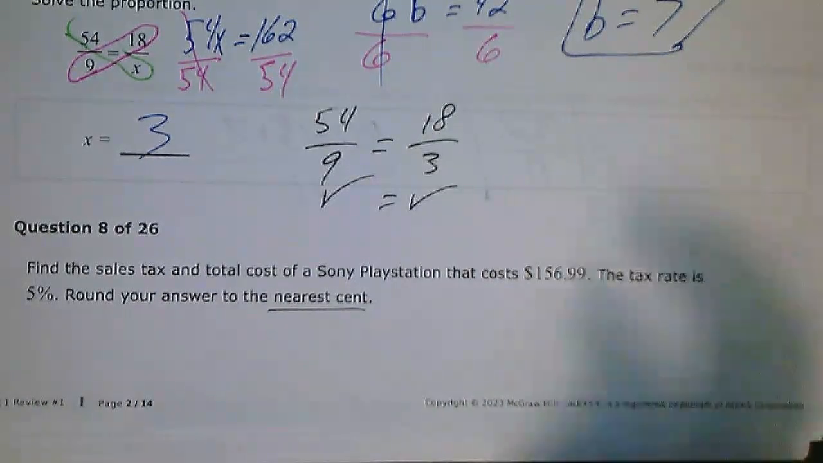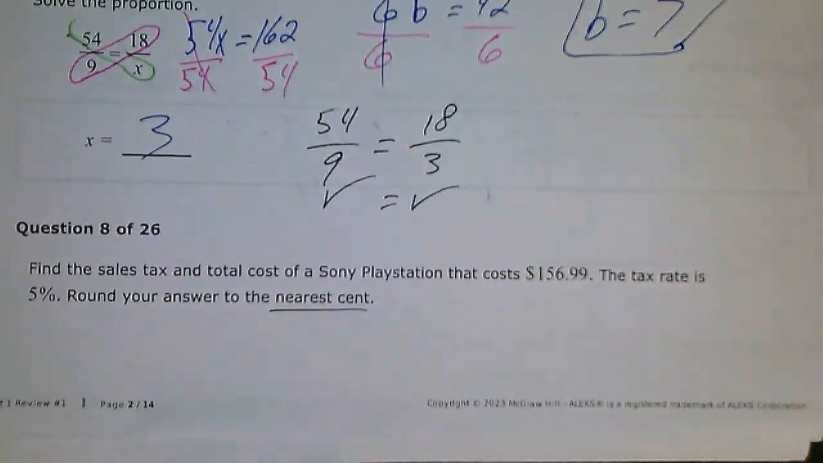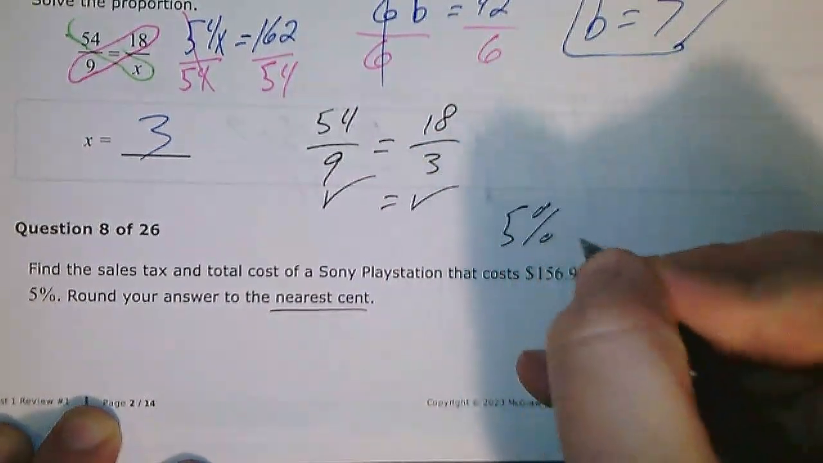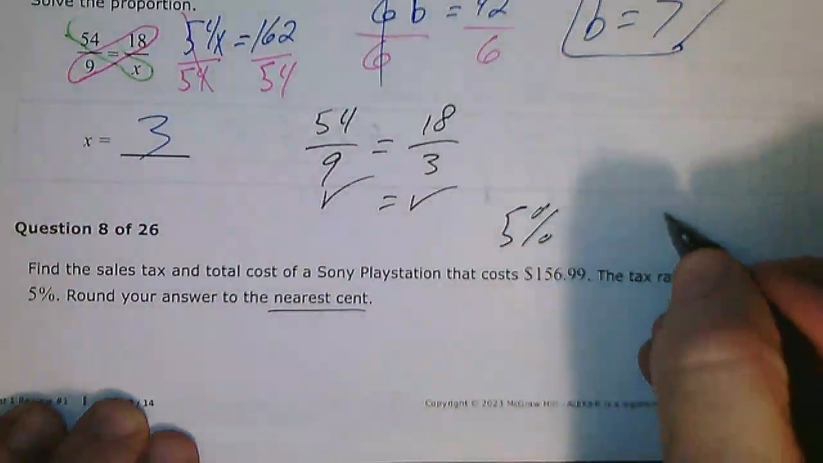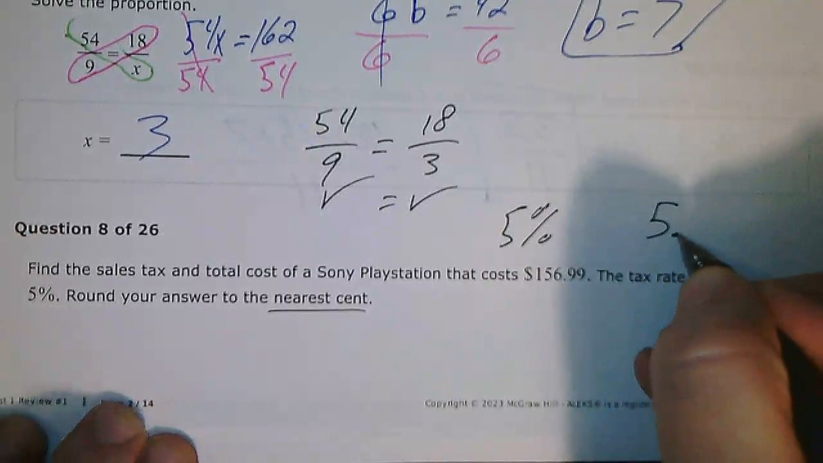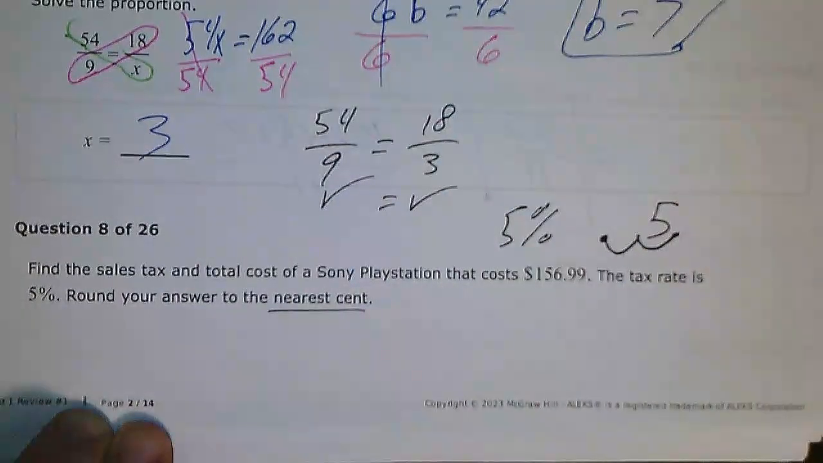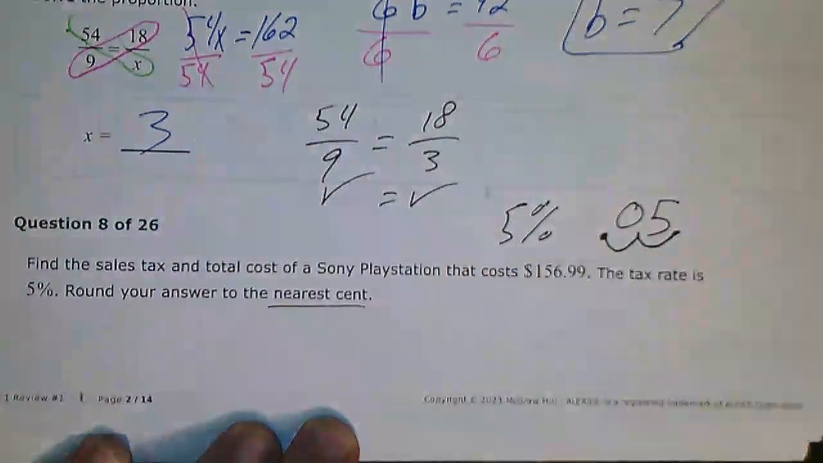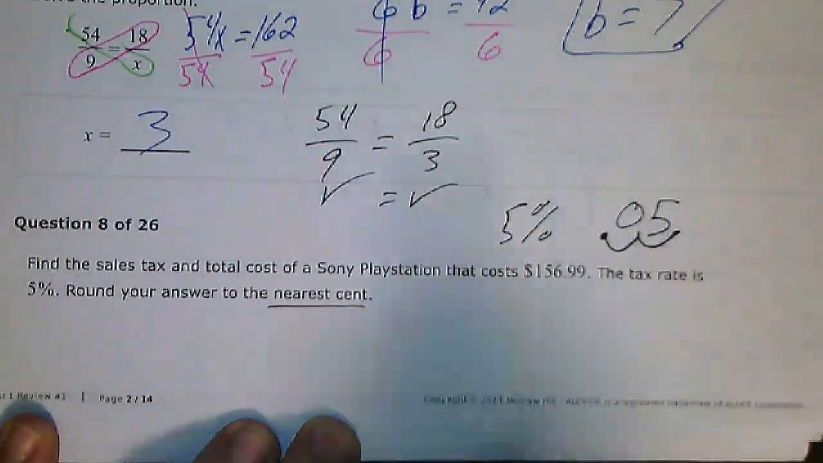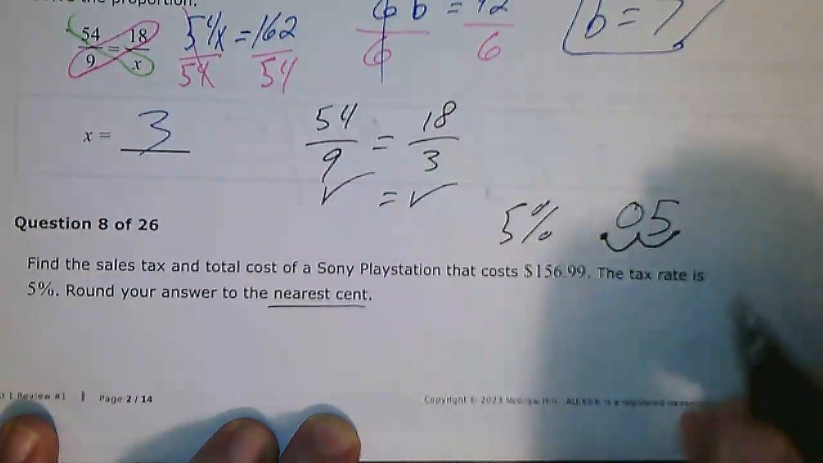So when we're solving a problem with a tax rate, we need to convert 5% into a decimal. So 5% is 5, meaning the decimal is right here. We move the decimal to the left twice. So 5% is 0.05. So, think 5% of a dollar is a nickel, 0.05.